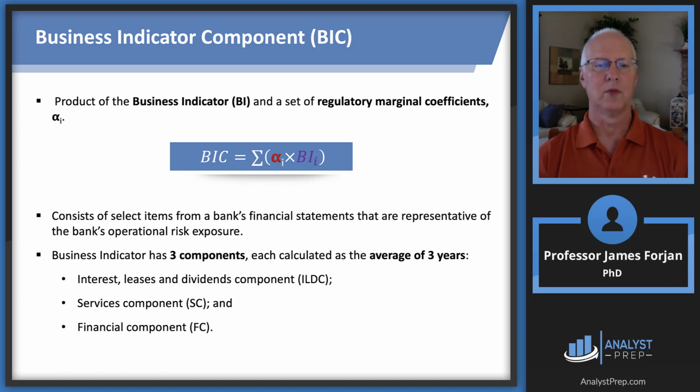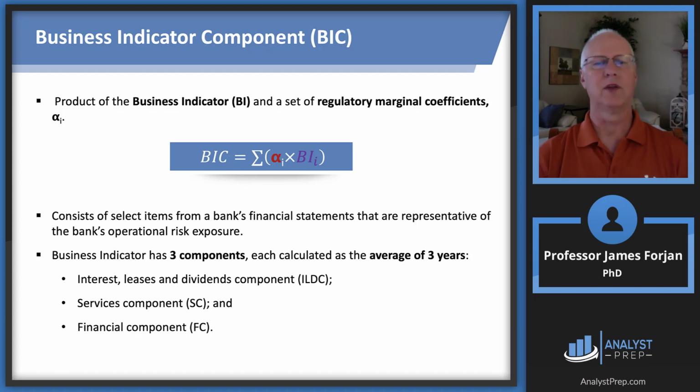All right, so let's talk a little bit more about this business indicator component, which I kind of glossed over in that last chapter, but let's go ahead and talk about it more specifically. There are 3 components, and these are calculated as the average over the most recent 3-year period. We start out with this ILDC, the interest, leases, and dividend component. This consists of variables like interest income, interest expense, and dividend income, right?